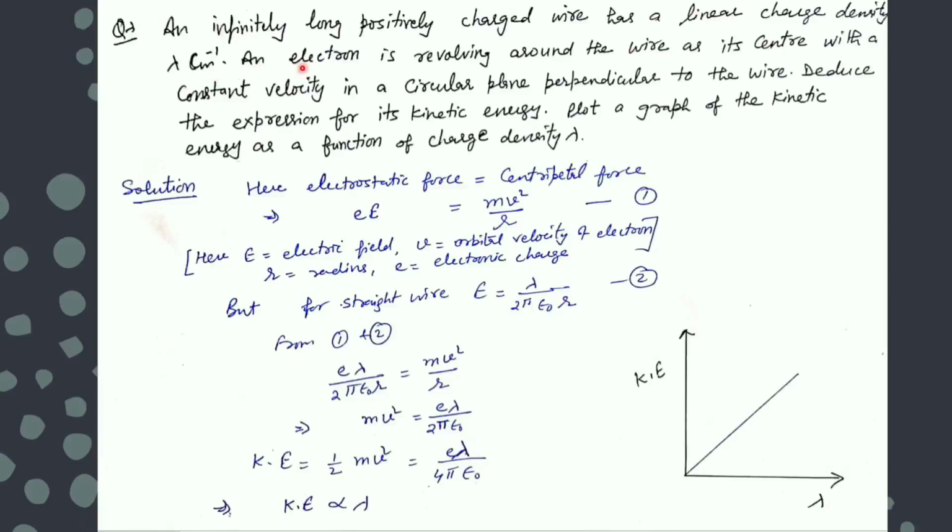An electron is revolving around the wire as its center with a constant velocity. They are saying a wire is there and an electron is moving around the wire in a circular plane perpendicular to the wire. You have to find the expression for the kinetic energy. And of course you have to plot a graph of the kinetic energy as a function of charge density lambda.